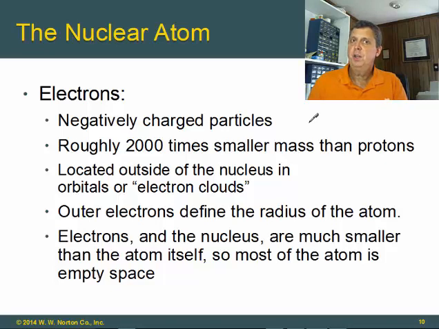These are located outside of the nucleus of the atom. They're found in what are called electron clouds or orbitals. The location of the outer electron is what determines the radius of the atom itself. And in fact, the nuclei and the electrons are so small, most of the atom is really just empty space. There's nothing there. It's just a vacuum.